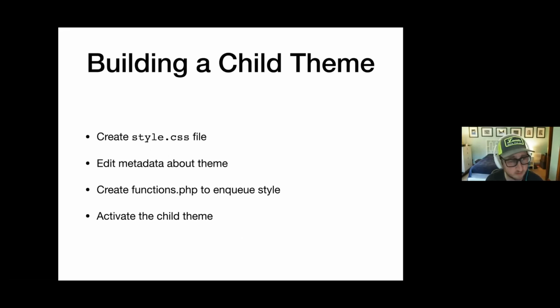So to build the child theme, we're going to create a style.css file. We're going to add a little bit of metadata to the top of that in a PHP comment, and then we'll create a functions.php file that will enqueue the style. What enqueue means is essentially put the CSS on the front end and activate it. And then we'll activate the child theme.